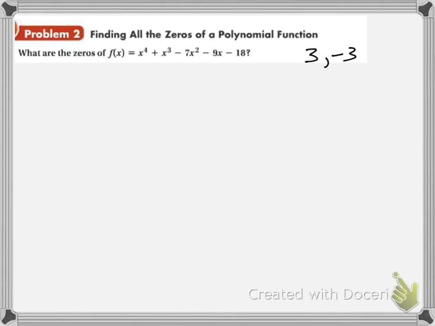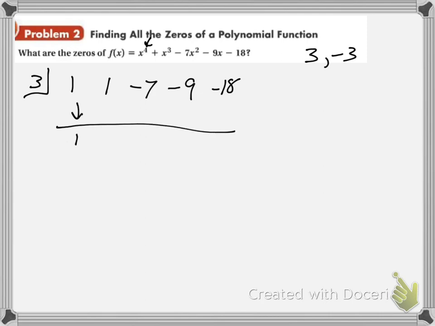Now, how can I get the other 2? Because again, we look at the top number, it's 4. It's got to be 4 roots. Okay, well, I've just taken one and just synthetically divided. It doesn't matter which one you start with. They'll both work. So you get 1, 1, -7, -9, -18.